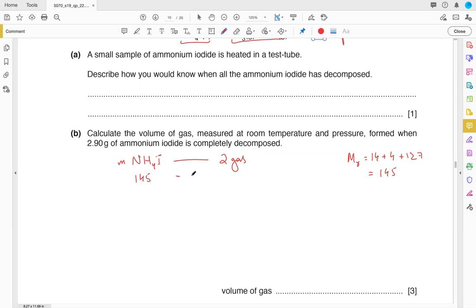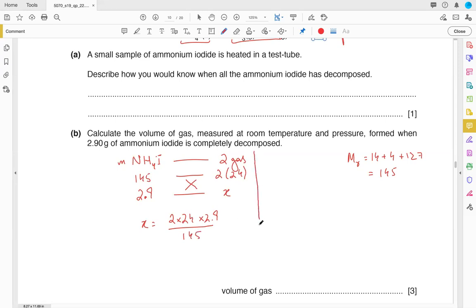So 1 mole of this thing produces 2 moles of gas. And what's the volume of that gas? 24 for 1 mole, so 2 times 24 for the total. You have 2.9 of this, so you will get X. When you cross multiply this, you are comparing mass with volume. So X equals 2 times 24 times 2.9 divided by 145.